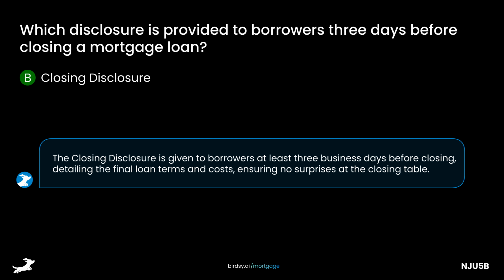The closing disclosure is given to borrowers at least 3 business days before closing, detailing the final loan terms and costs, ensuring no surprises at the closing table.